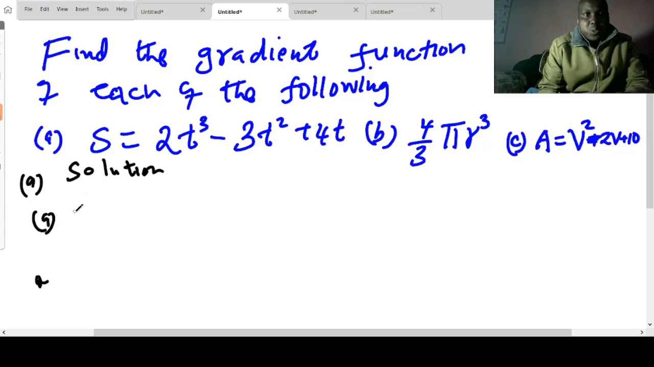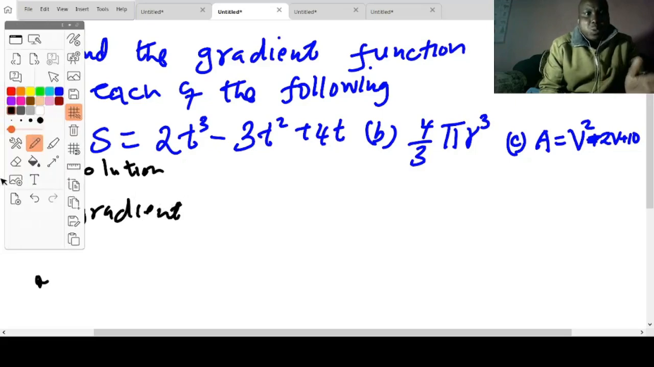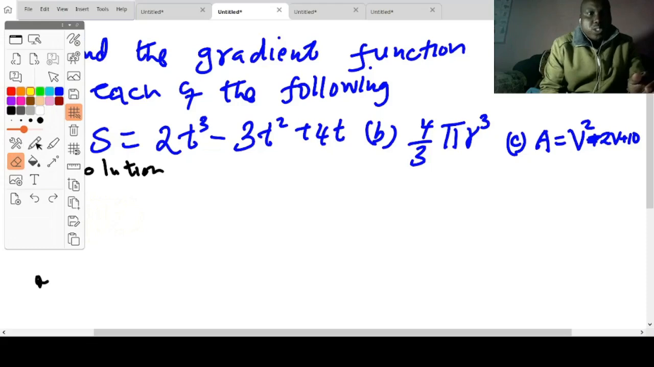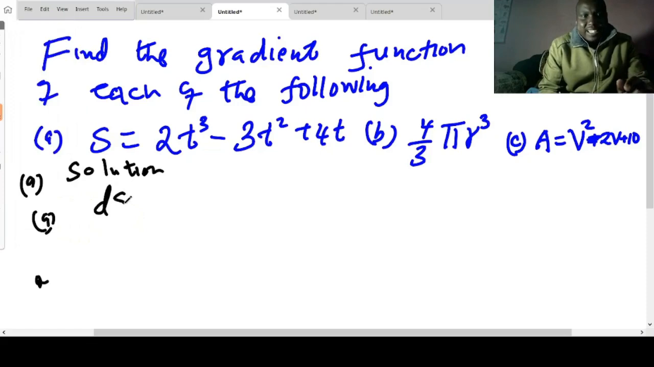A, we have s with respect to t. So we are going to say that the gradient function, so instead of telling me the gradient function, just write dy over dx. If you write dy over dx, that is the gradient function. In mathematics, we are not writing notes, what matters is the concept. So the gradient function is given by ds over dt, because we are differentiating s with respect to t.